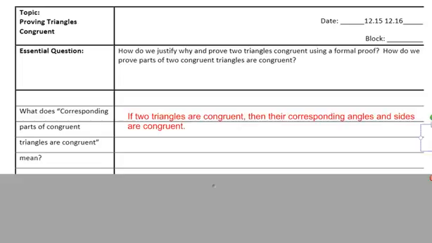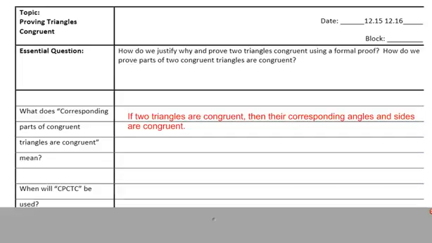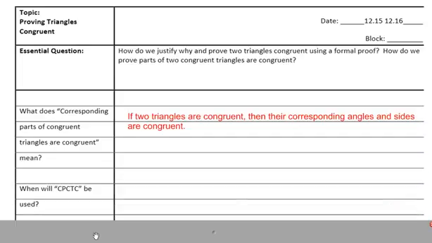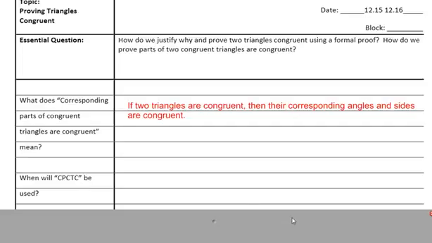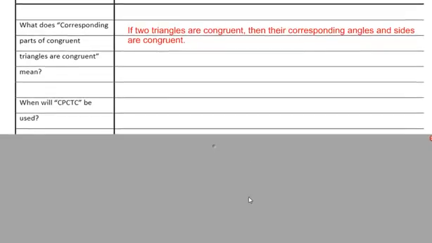So with formal proofs, we're going to be proving that two triangles are congruent, and then we're going to prove that their angles are also congruent. And the reason we'll do that is going to be called CPCTC. Corresponding parts of congruent triangles are congruent. So the next question is, when are we actually going to use CPCTC? And this will be in a formal proof, after we've proven two triangles congruent by side-side-side, side-angle-side, angle-side-angle, angle-angle-side, or hypotenuse-leg.